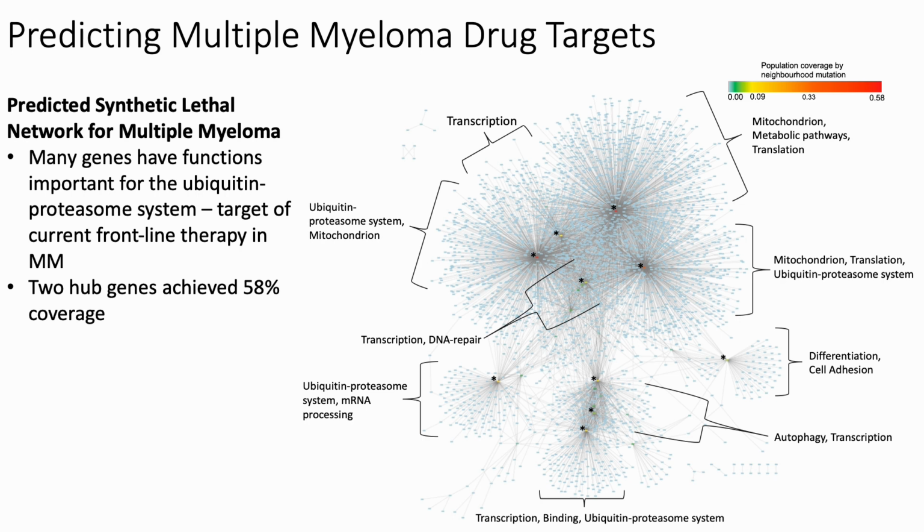Two of these hub genes within the network achieved 58% coverage, which means 58% of patients would benefit from a drug targeting these hub genes. However, targeting one of these genes may cause side effects where bone density is reduced, and this is an important health issue in multiple myeloma. Therefore, this gene was not prioritised.